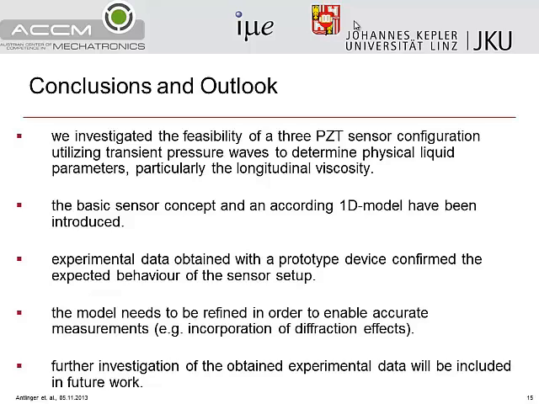So we investigated the feasibility of the three PZT setup configuration, utilizing the transient pressure waves for determining physical liquid parameters, particularly in our case the longitudinal viscosity. We introduced the basic sensor concept and an according 1D model. The experiment data we got with our measurement setup confirmed the expected behavior of our sensor setup. What we also have seen is that our model needs to be refined in order to get more accurate measurements. For example, we should incorporate the fraction effects, and further investigation of the obtained experimental data will be included in our future work.